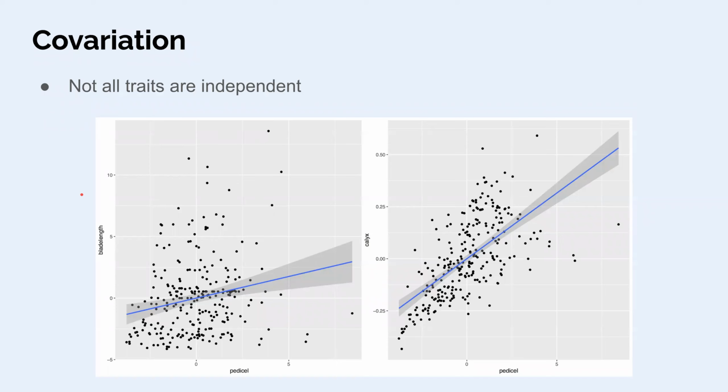You can also have traits that vary together. So you might have a plant that in good growing conditions makes lots of flowers and lots of leaves, makes big leaves and lots of leaves or something like that.